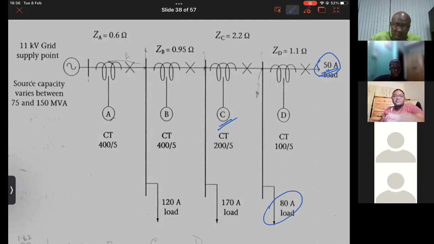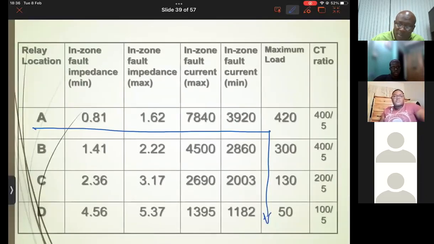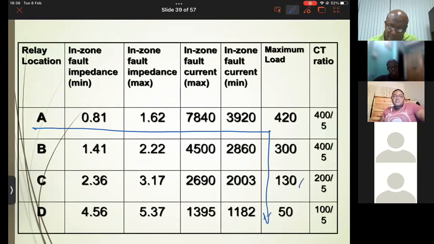All right? Thank you, Mr. Buchanan. And also, if you go to B, it will now add the 170. So that's how we get the 300. All right? And then A would have to see all the loads. So the maximum load current would be 50, 130, 300, 420. We're good with that? I know it's kind of heavy tonight, but you're creme de la creme, so let's move on.